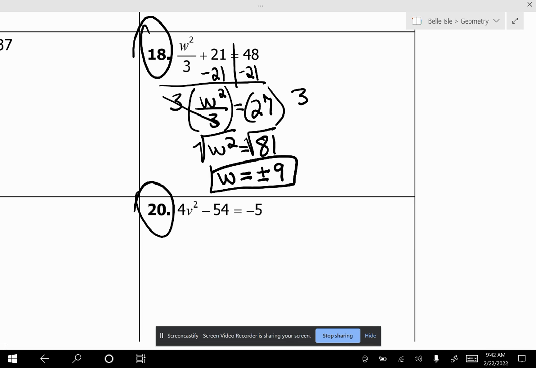Okay, there's number 18. You have to put it in. You have to put it all simple.